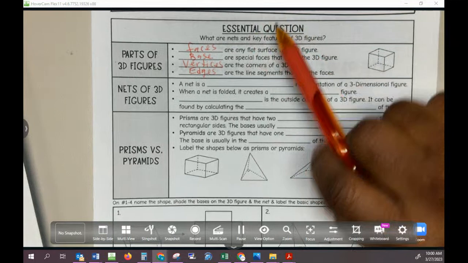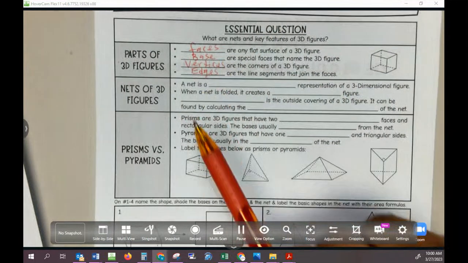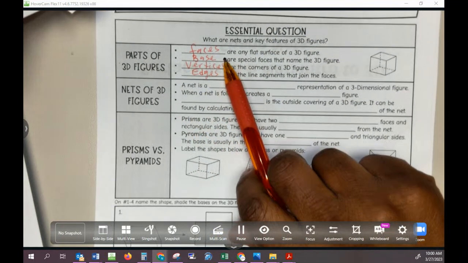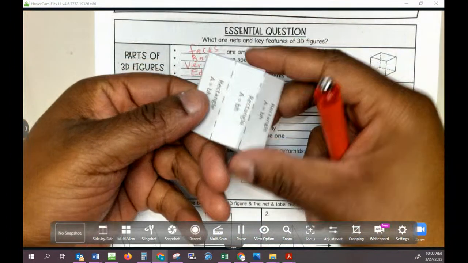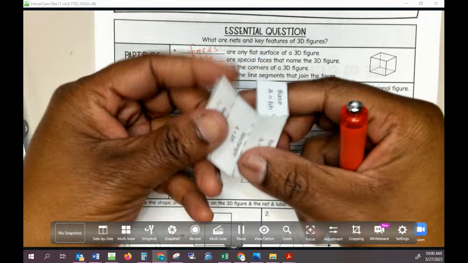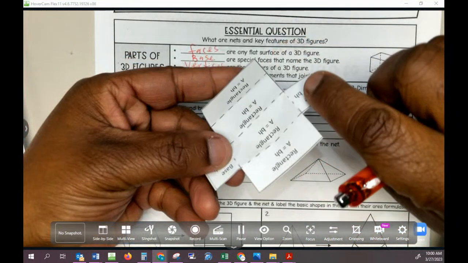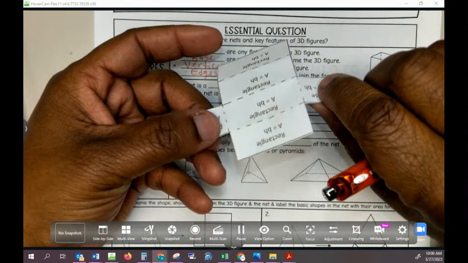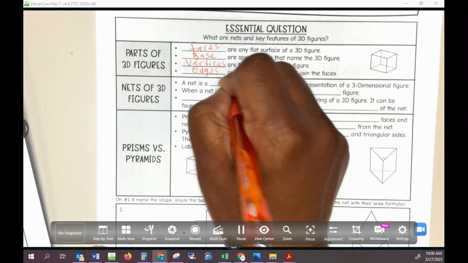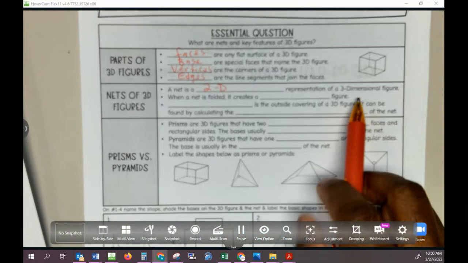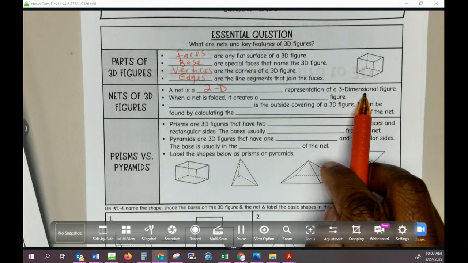All right, so remember we just said that in every shape there's faces, bases, vertices, and edges, and the way we cut out our shapes will determine what they are. All of these are faces, but the outer edges are normally going to be your base. So here, a net is a two-dimensional, or 2D, representation of a three-dimensional figure.